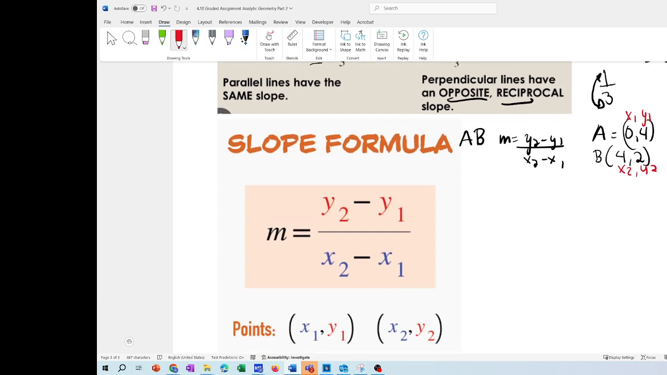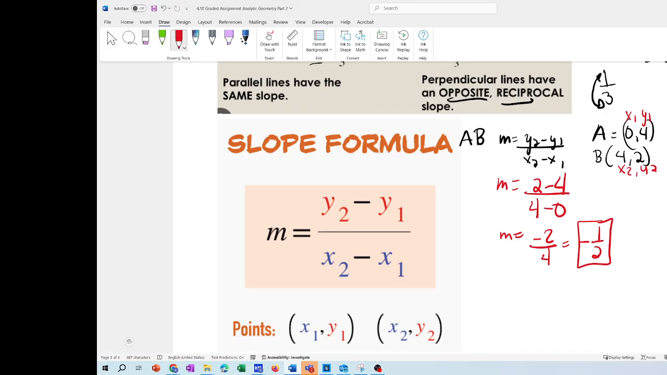Then I'm going to calculate my slope. M equals y2 is 2, y1 is 4, and then x2 is 4, minus x1 is 0. So m equals 2 minus 4 is negative 2, over 4 minus 0 is 4. You simplify, divide both by 2, so it's negative 1 over 2. So that's my slope for AB.